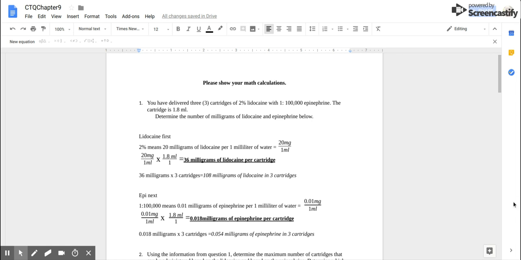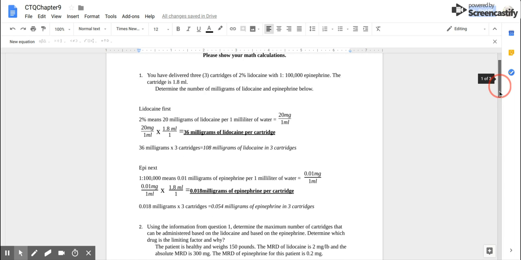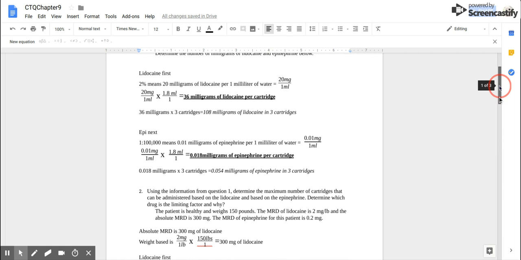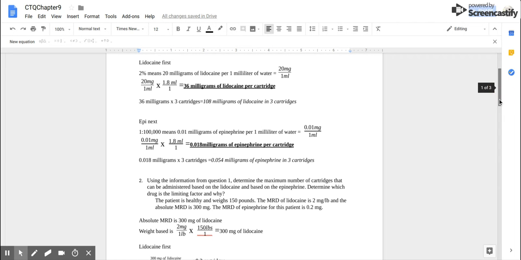All right, let me scroll down. All right. So using the information from question 1, determine the maximum number of cartridges that can be administered based on the lidocaine and based on the epinephrine. Determine which drug is the limiting factor and why. So the patient is healthy and weighs 150 pounds. The MRD of lidocaine is 2 milligrams per pound, and the absolute MRD, maximum recommended dose, is 300 milligrams. The MRD of epinephrine is 0.2 milligrams.